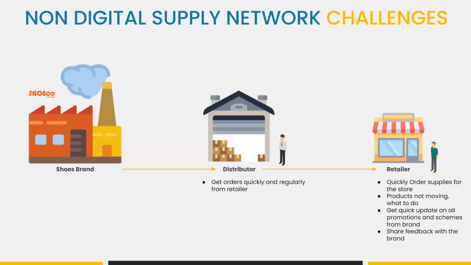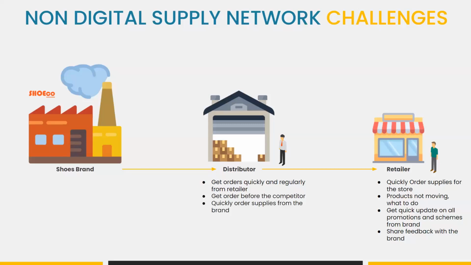At the same time, as a distributor, they would want to get orders from the retailers as quickly and as efficiently as possible, because if they are not getting the orders, the competitor will get that order. So that's why it is important that you get the order on time, get orders before the competitor. That is the second point itself. Quickly order supplies from the brand.